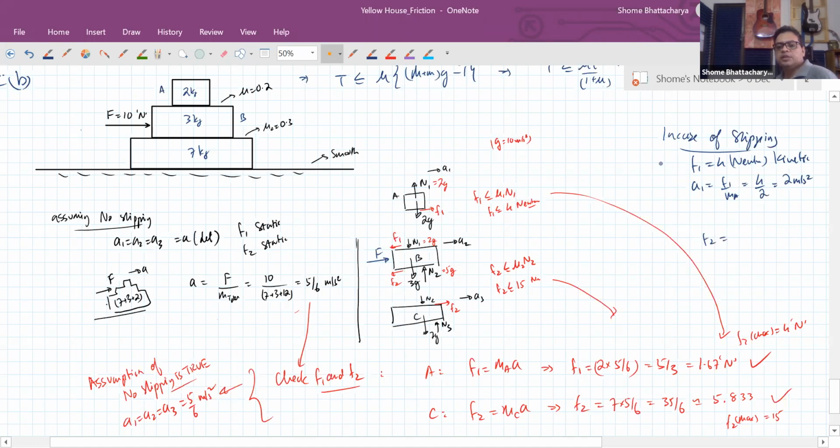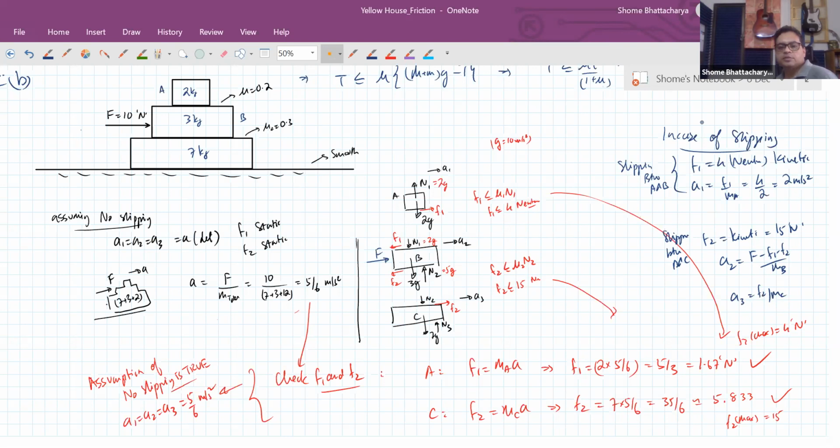Suppose there's slipping between A and B. Similarly, if there's slipping between B and C, then this will be kinetic friction, so it will be equal to 15 newtons. So the acceleration of this block will become F minus F1 minus F2 divided by mass, and the acceleration of this one will become F2 divided by mass of C. It will all come from the free body diagram.